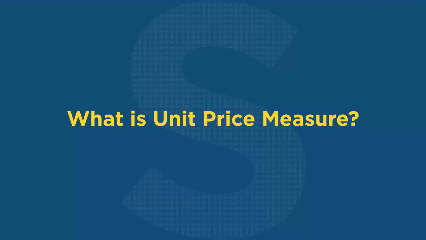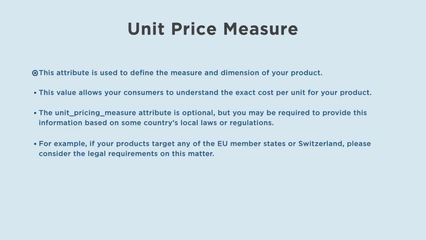Now let's see what is unit price measure. This attribute is used to define the measure and dimension of your product. This value allows your consumers to understand the exact cost per unit for your product. The unit pricing measure attribute is optional, but you may be required to provide this information based on some countries' local laws or regulations.